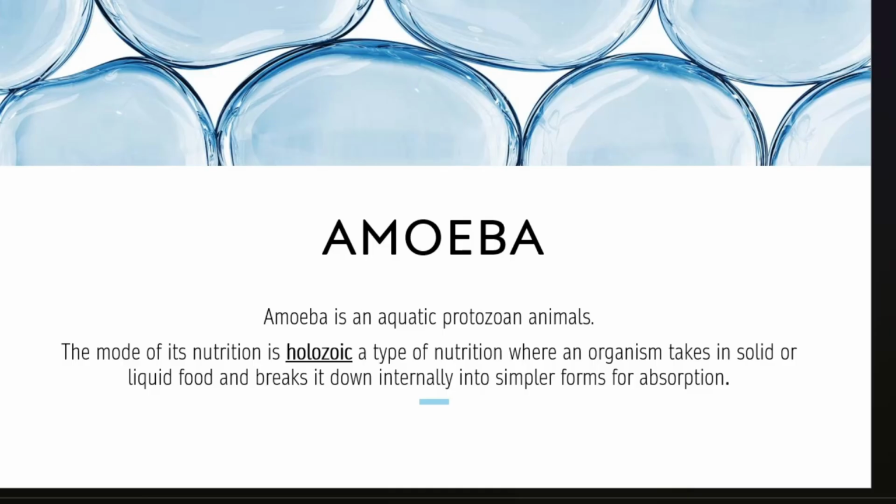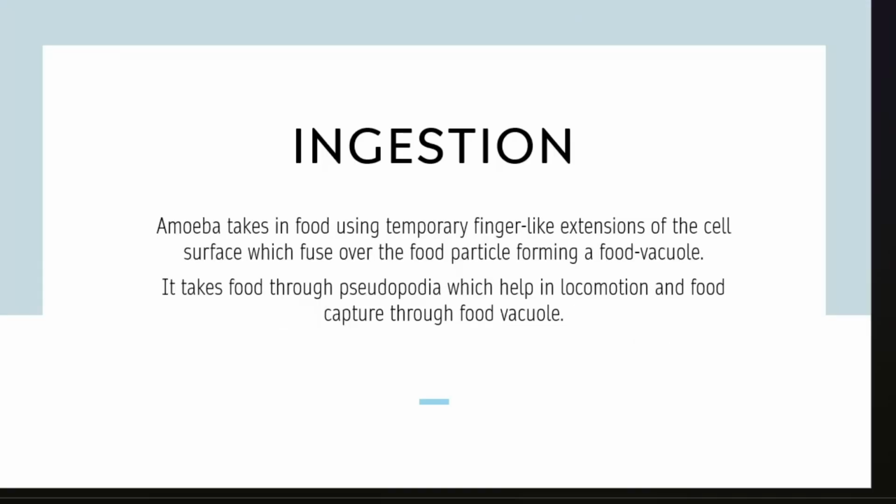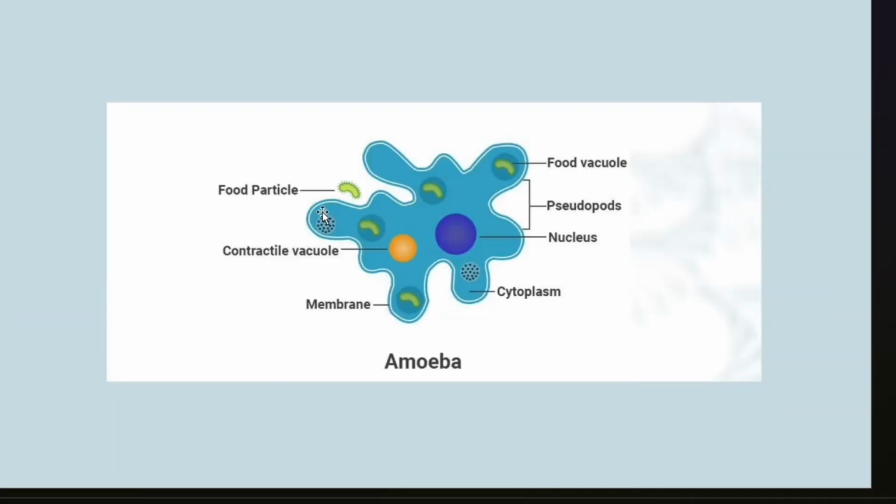Now the first step of nutrition is ingestion. Ingestion is when the amoeba takes in food using temporary finger-like extensions, which you can see in the diagram. You can see the green food particle here, and the finger-like projections are coming out from the amoeba, and afterwards they cover the food particle, and then it comes inside the body of the amoeba.